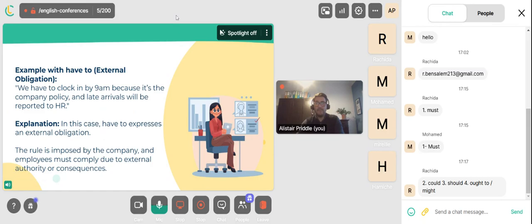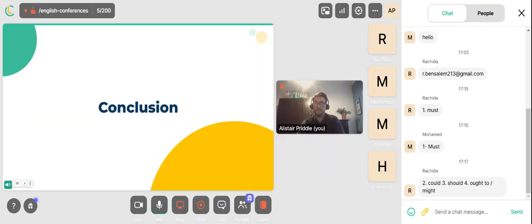Now, an example with have to, external obligation. We have to clock in by 9 a.m. because it's the company policy and late arrivals will be reported to HR. Explanation. In this case, have to expresses an external obligation. The rule is imposed by the company and employees must comply due to external authority or consequences. So a slight difference between must and have to.